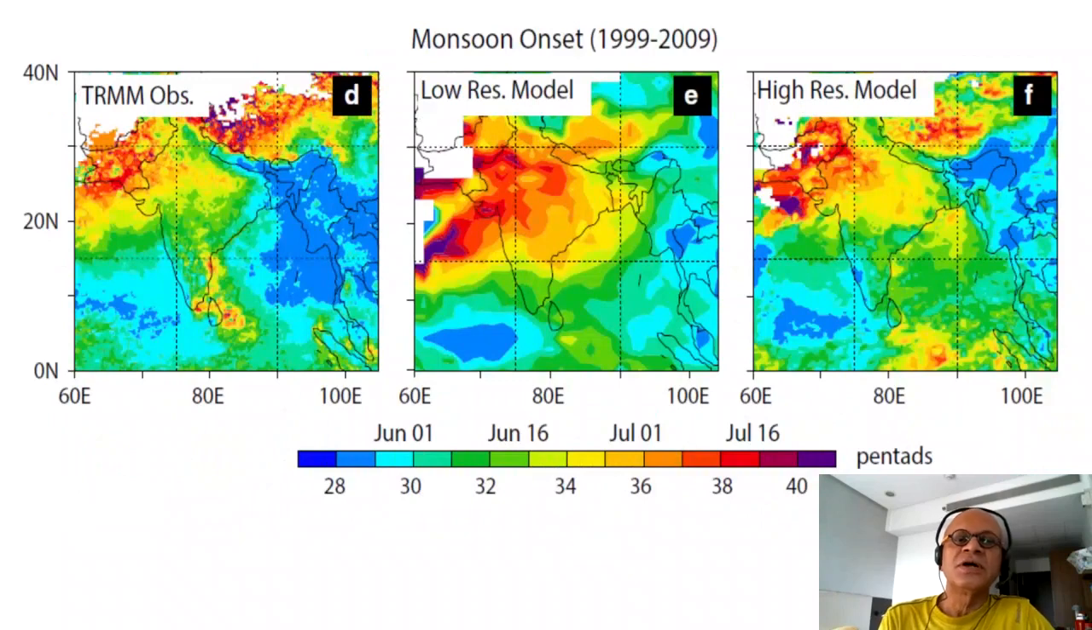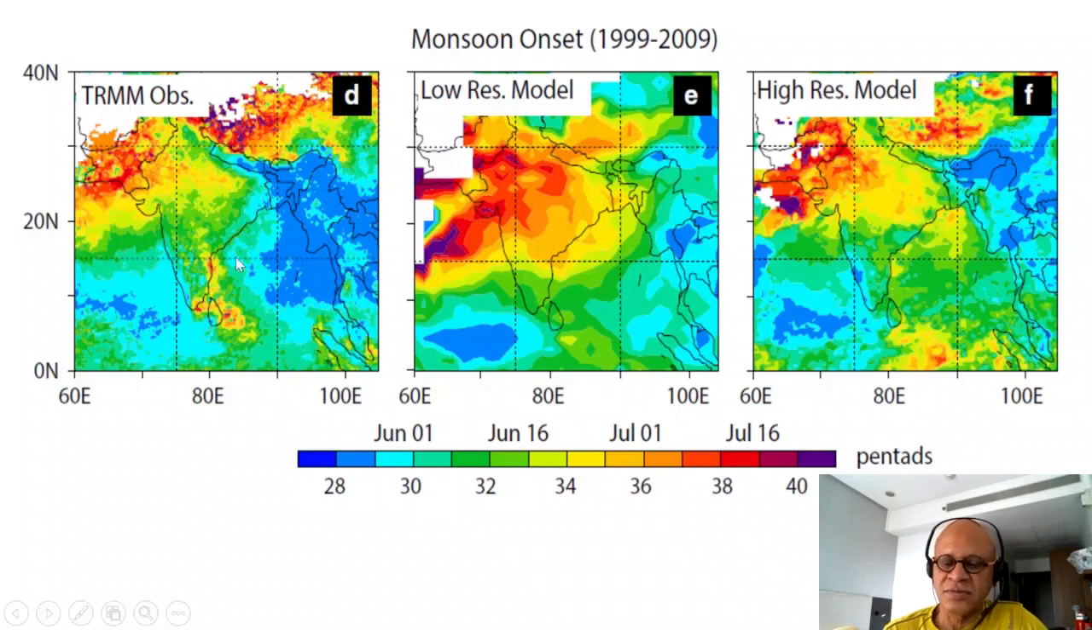So just to look a little bit further, monsoon onset here, TRMM observations, low resolution. You can see that the observations are way off here compared to TRMM. The high resolution model definitely improves that compared to TRMM in this corner, and maybe in this peninsular India as well, and parts of these central, northeast, and northeast as well.